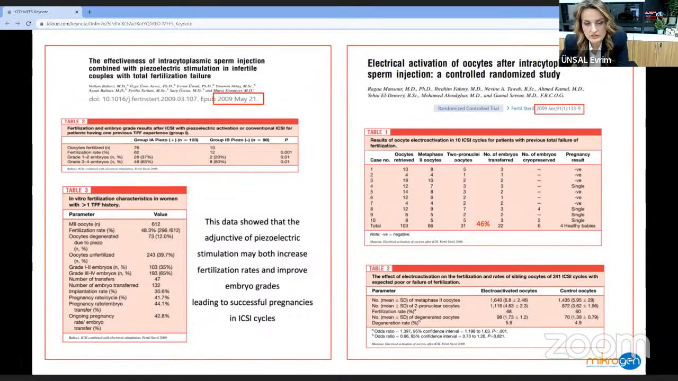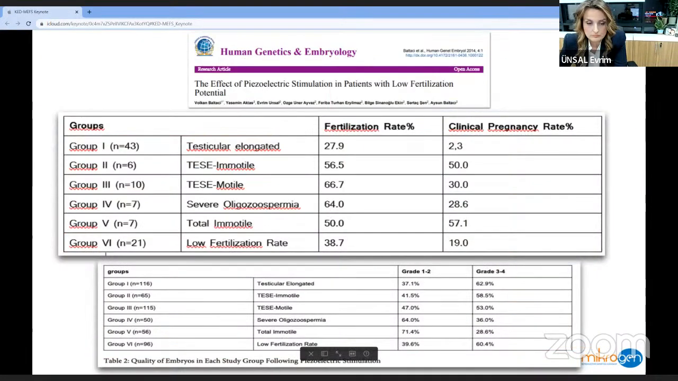A 46% fertilization ratio was achieved in the TFF group. Sibling oocytes of the low fertilization group were divided into two groups. The fertilization rate of piezo combined with ICSI was 68% and 60% in the ICSI-only control group. We published our second study with additional data in 2014.